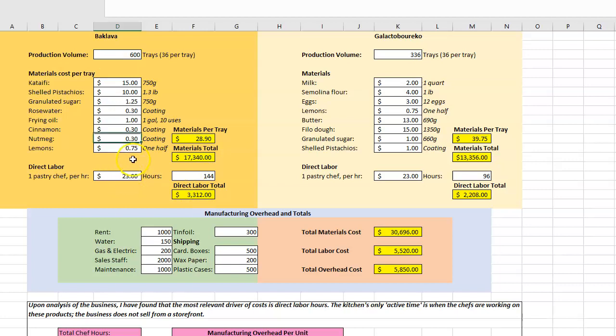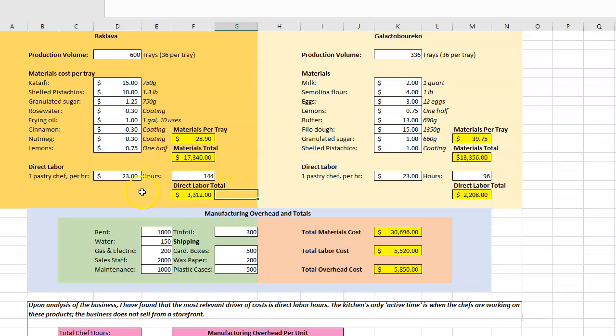Nice job. We only have one direct labor item. We have a pastry chef who gets paid $23 per hour. Nice job with paying them a semi-livable wage. A lot of people are paying them $15 an hour. Let's see, so that is 144 hours.